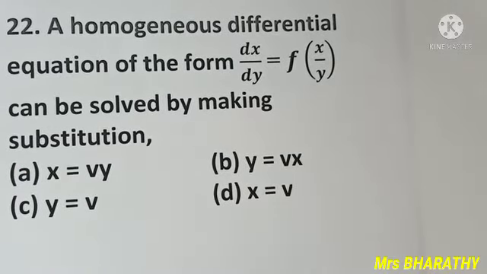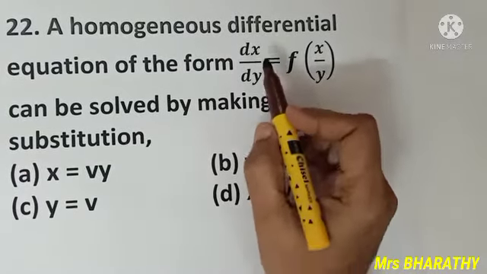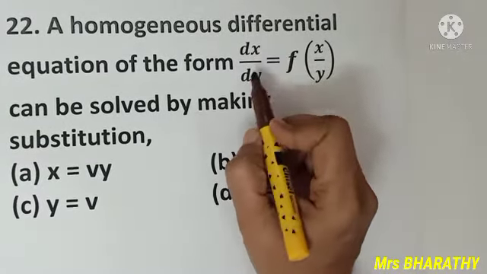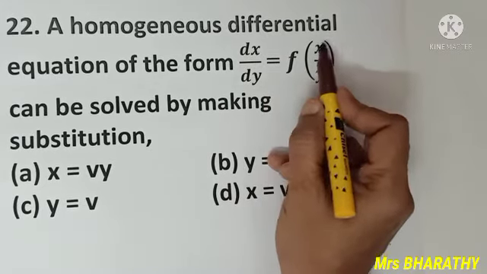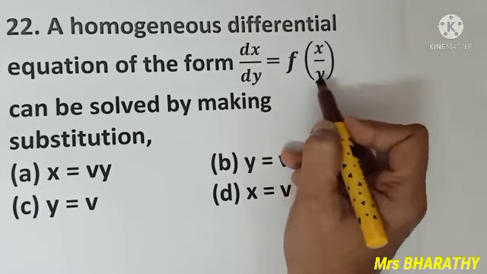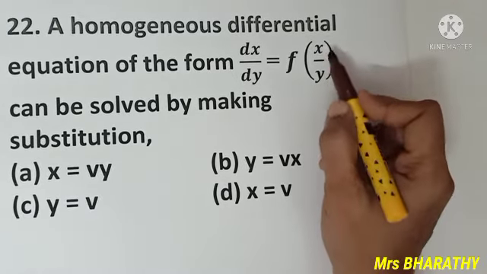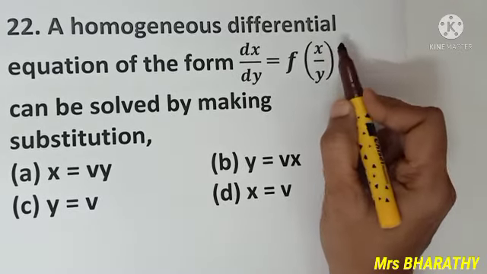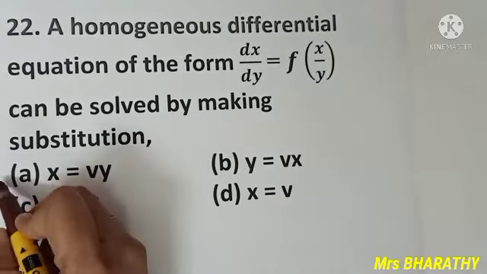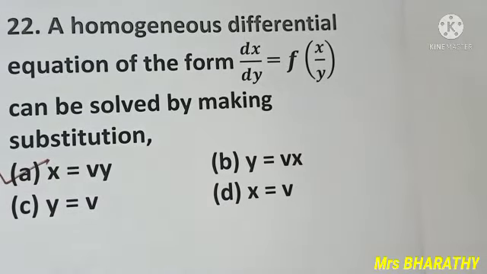The same question is now reworded as dx by dy equals f of x by y. When it is y by x, we put y is equal to vx. When it is x by y, we put x is equal to vy. So option A is the suitable answer.